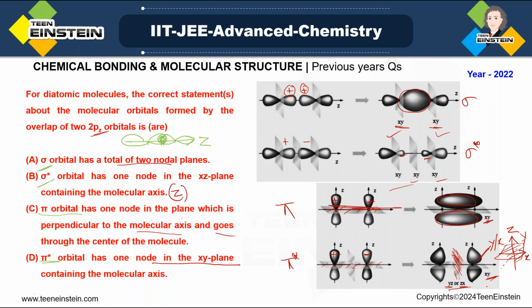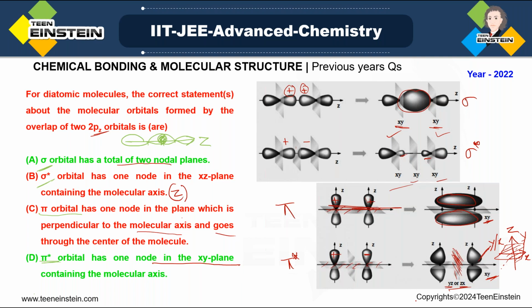Now the option is saying pi star orbital has one node in the xy plane. That we can see here, in the xy plane there is a node, and it is also containing the molecular axis. Is it so? No, it is not containing the molecular axis because the molecular axis is z and xy is perpendicular to it. Okay. So sorry, I have said it is not correct. Pi star orbital has one node in the xy plane. It is containing the molecular axis. Molecular axis is not z.